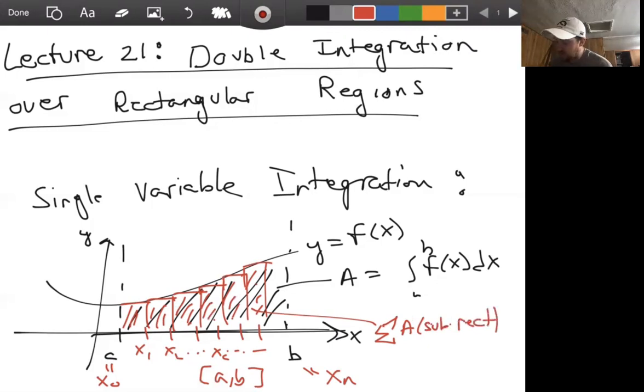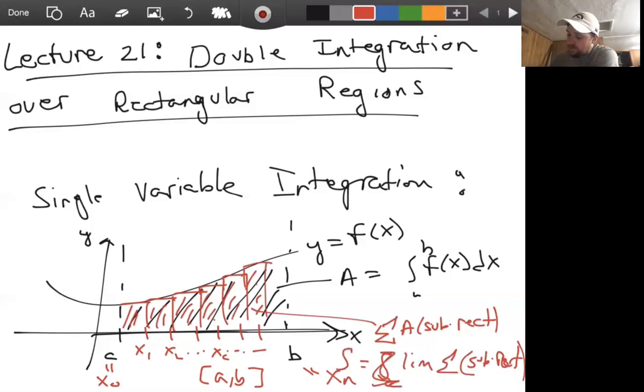And then to define the integral, we said that the integral was the limit of the sum of the areas of the subrectangles, right? And this gave us an exact formula for the integral. And again, this is very sketchy. We'll go through it in the rigorous way for double integrals, but we want this same idea of approximation via subrectangles to get an approximate area.